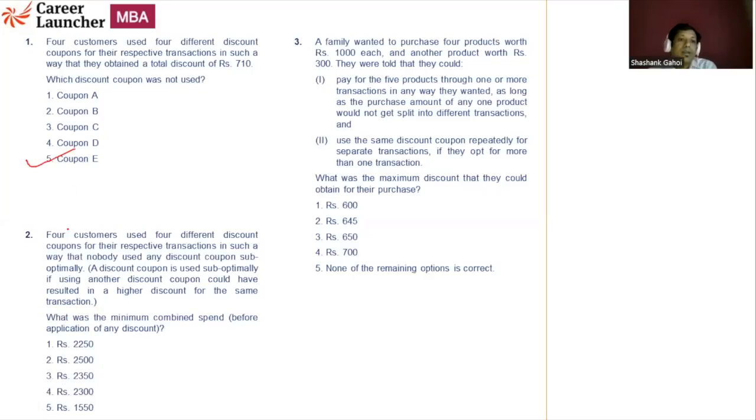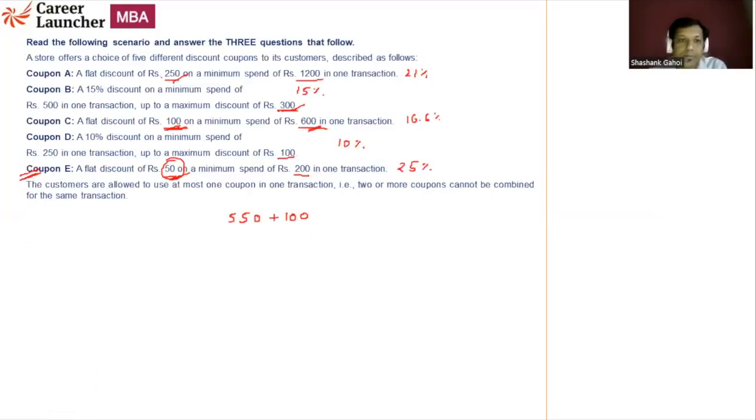Okay. Now, 4 customers used 4 different discount coupons for their respective transactions in such a way that nobody used any discount coupon suboptimally. So basically, you have to optimize your total discounts. If they use another discount coupon, that could have resulted in a higher discount for the same transaction. So what is the minimum combined spend before the discount? So I want to maximize my expenditure, and I have to optimize the discount percentage as well.